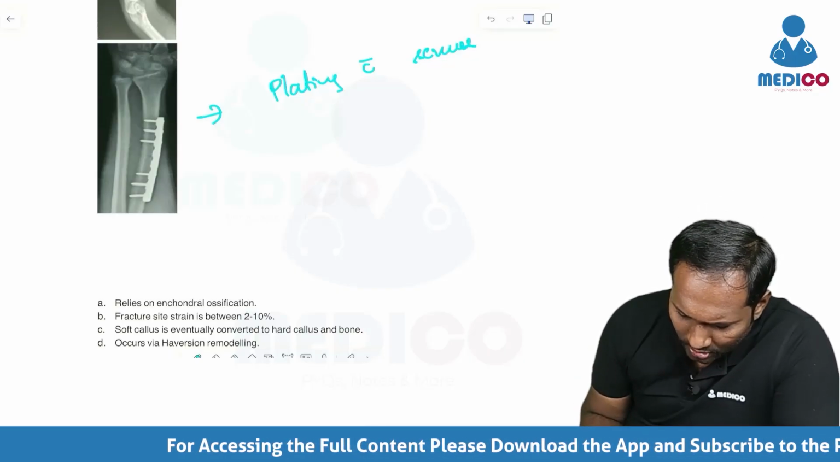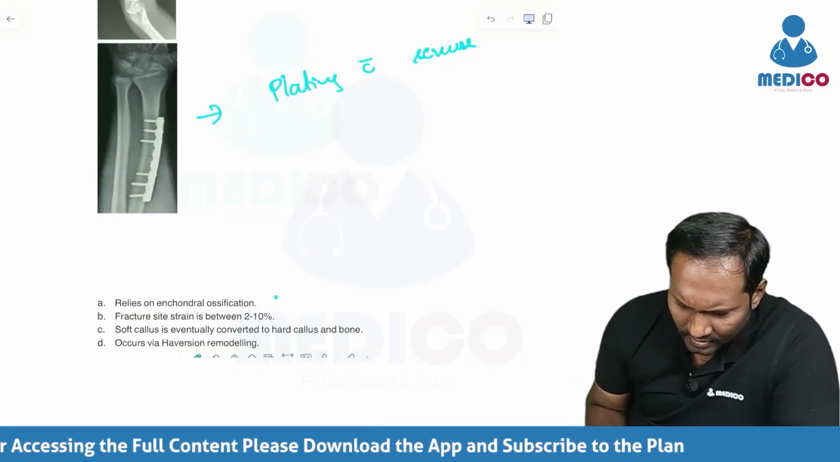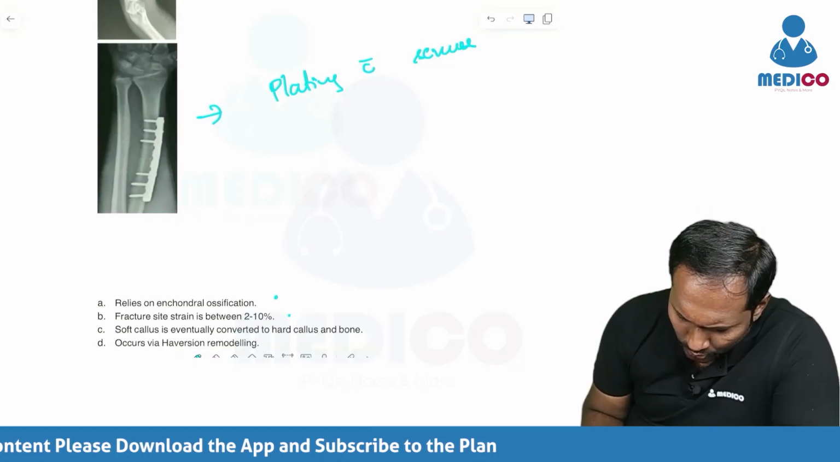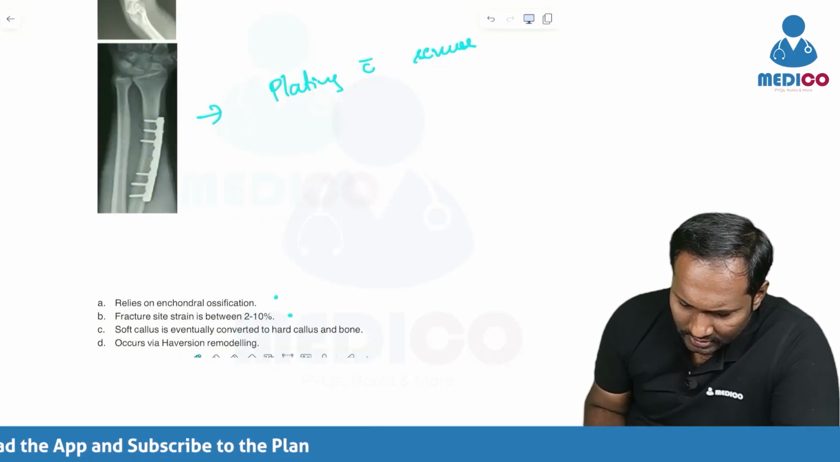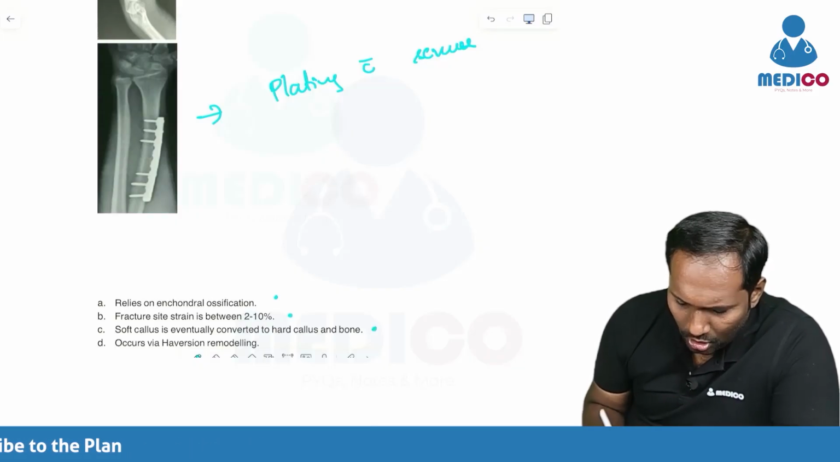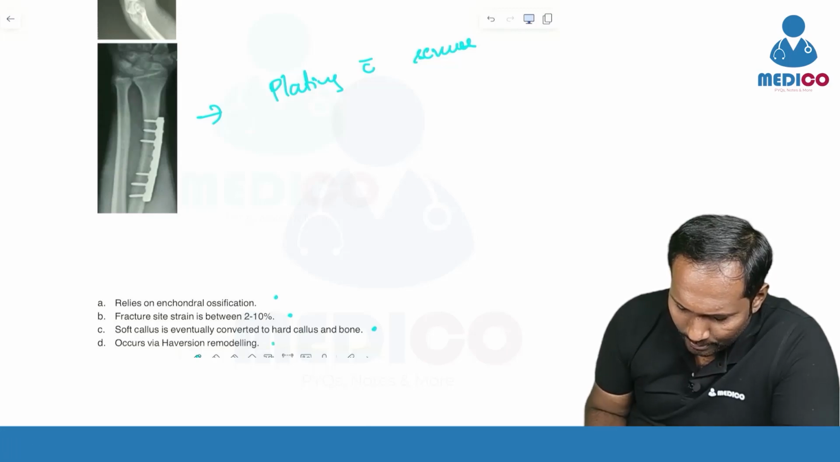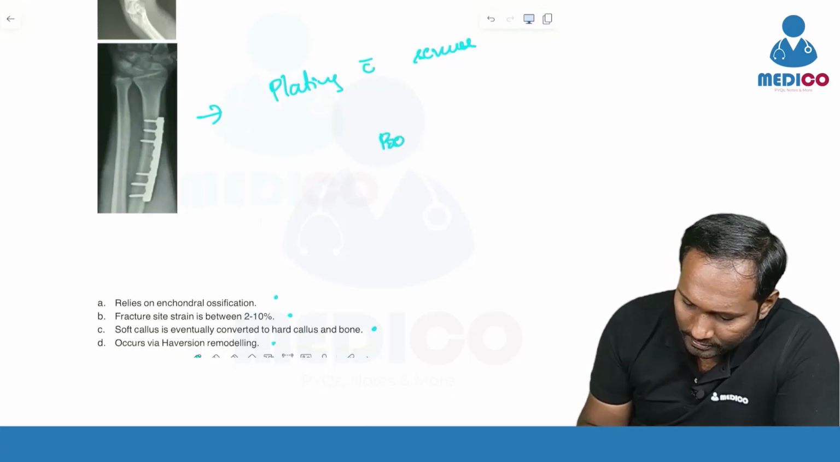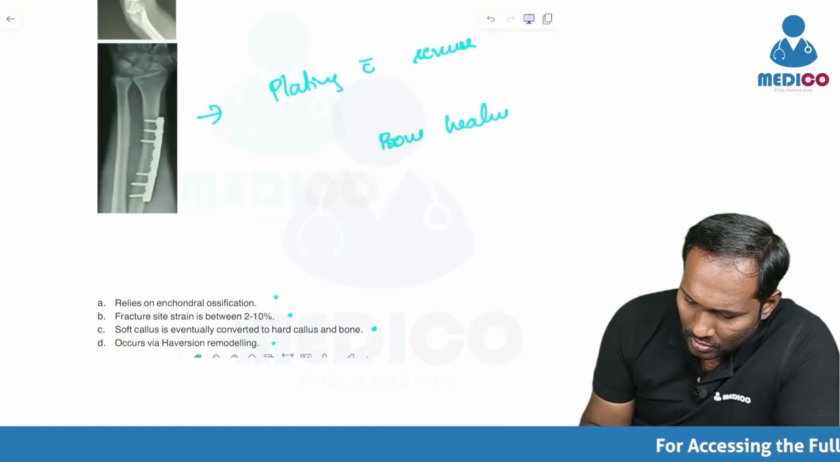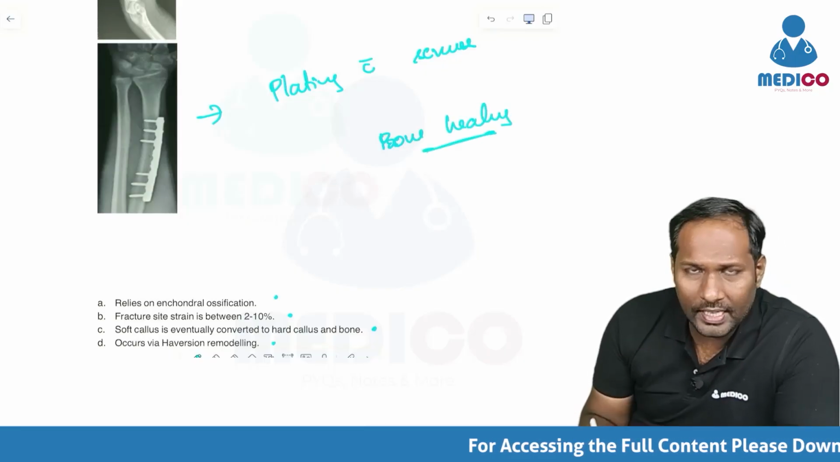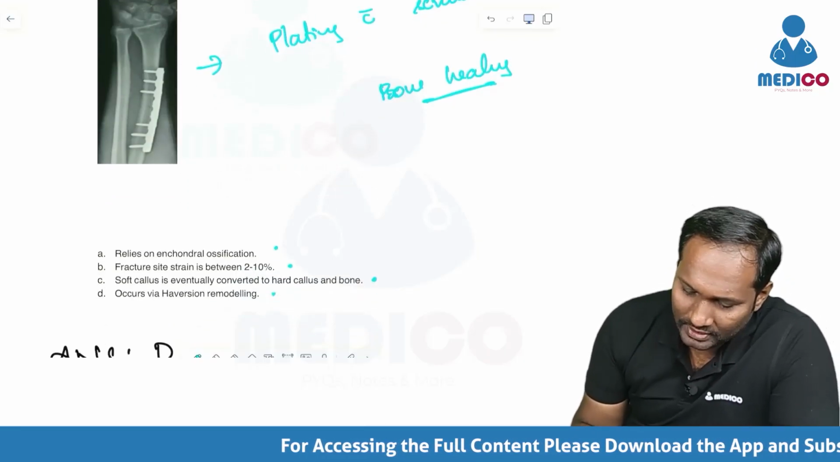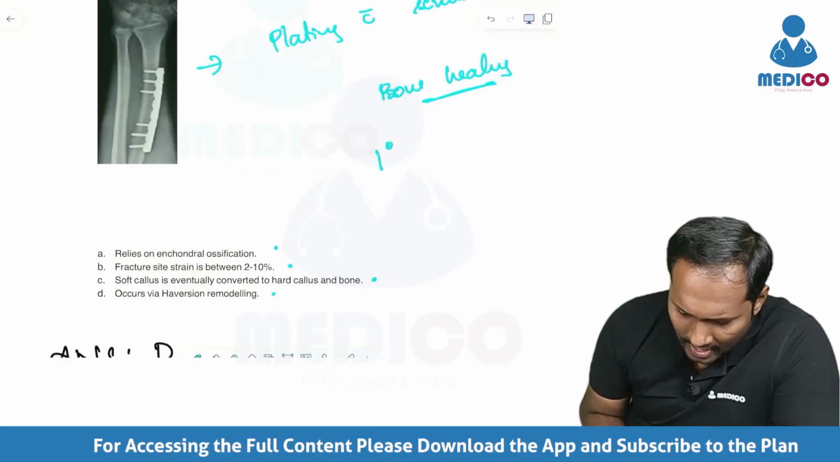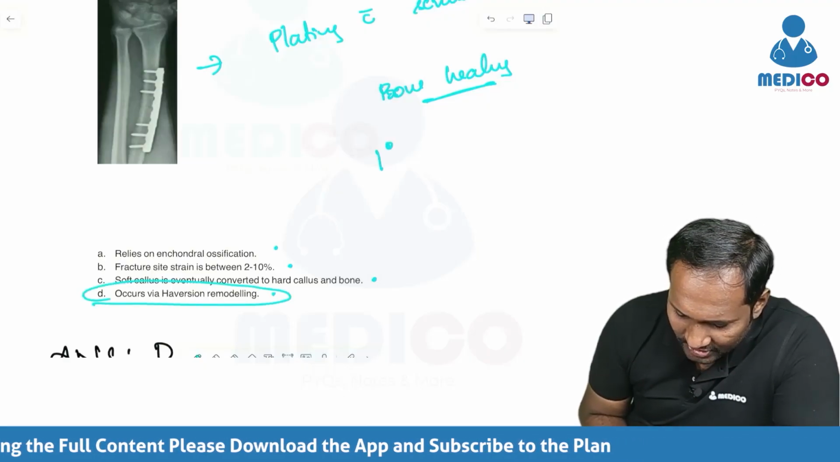The options: relies on enchondral ossification; the fracture strain is 2 to 10%; soft callus is eventually converted to hard callus; or occurs via Haversian remodeling. They're asking about bone healing. The answer for this question is primary bone healing, and the answer is Haversian remodeling.